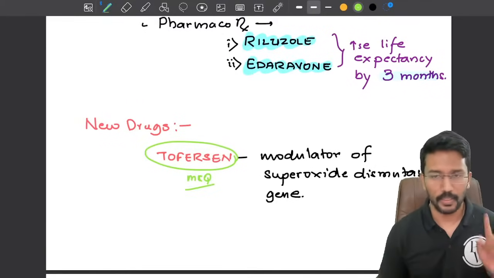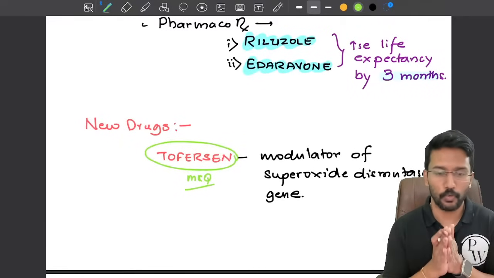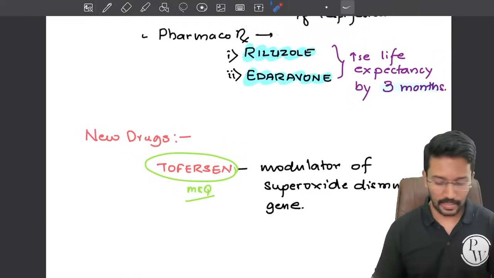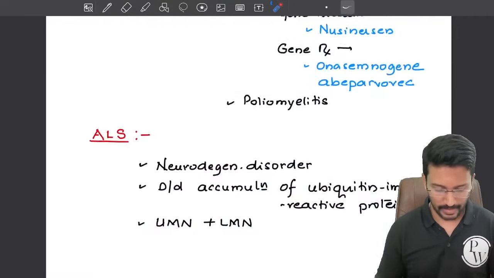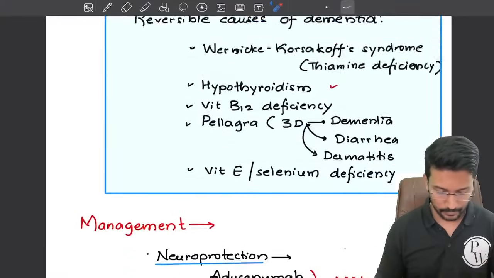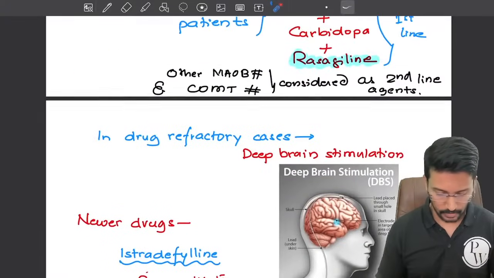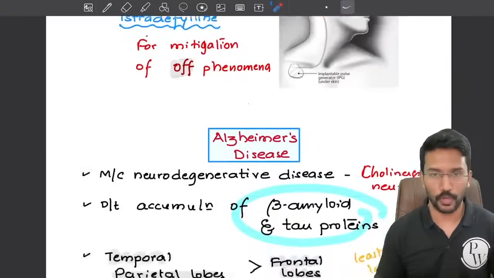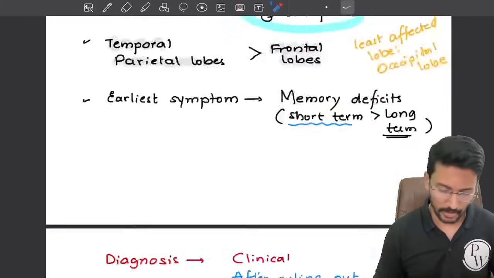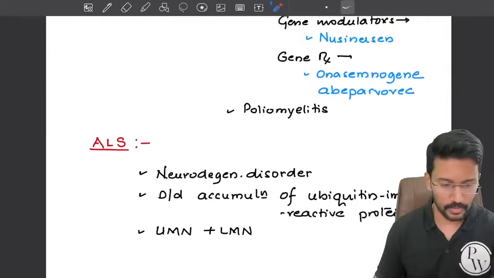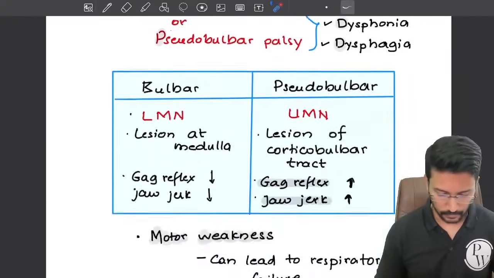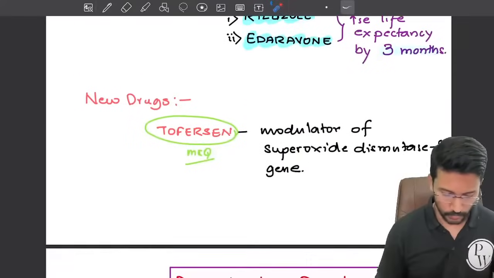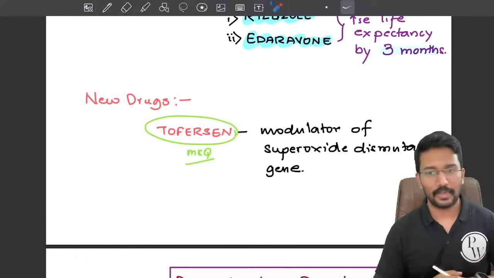drug, right? So in Parkinson disease, I told you to remember one drug called istradefylline, which is again a new drug. Istradefylline, which is very new and it's important for the upcoming examination, and so is your new drug called tofersen. Tofersen for amyotrophic lateral sclerosis.